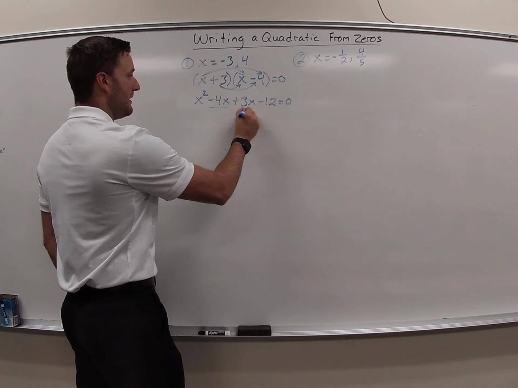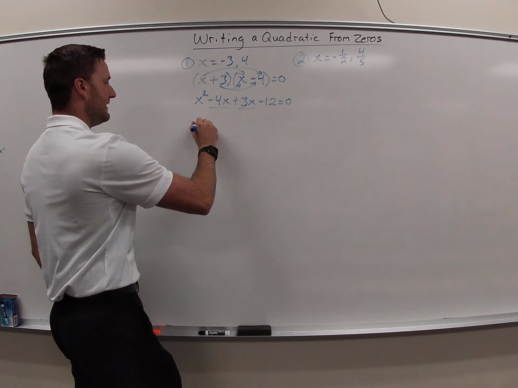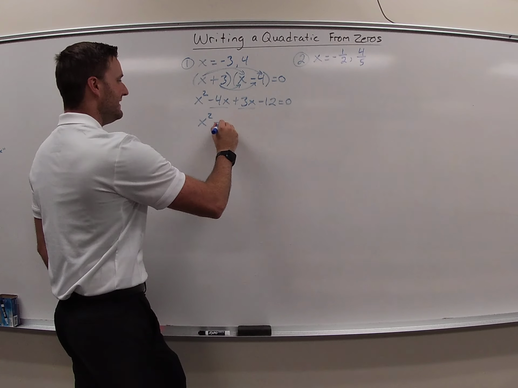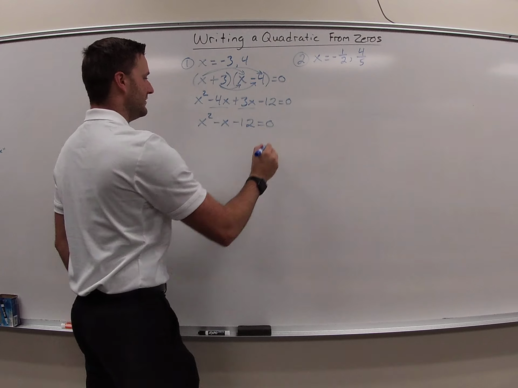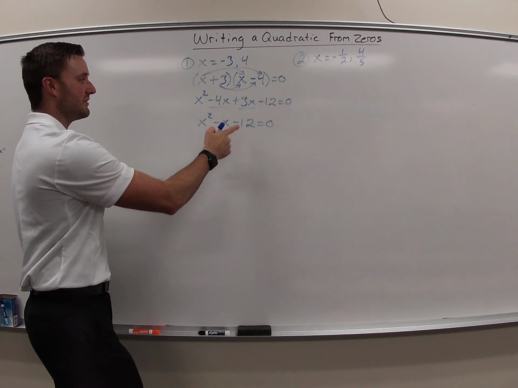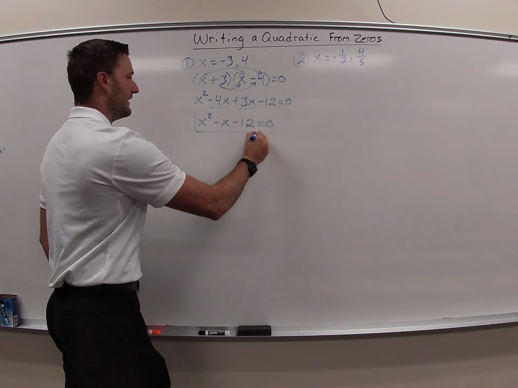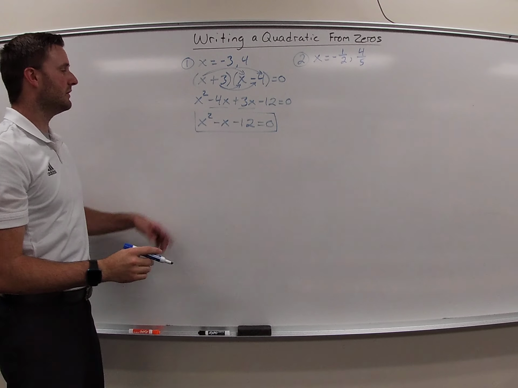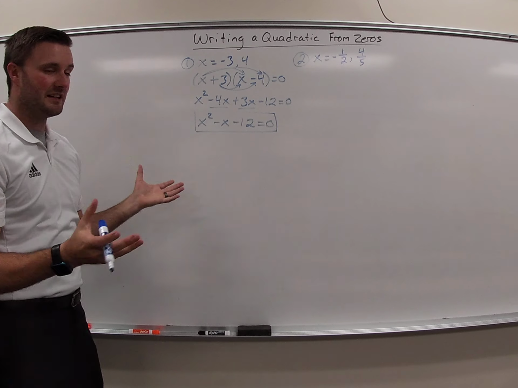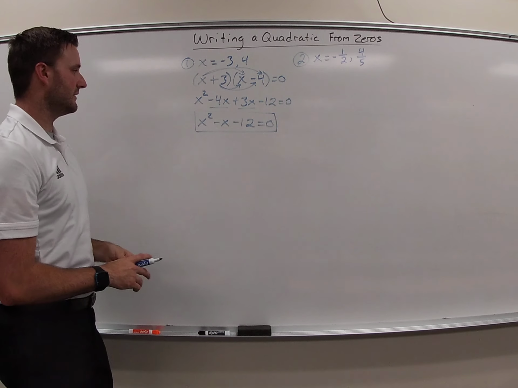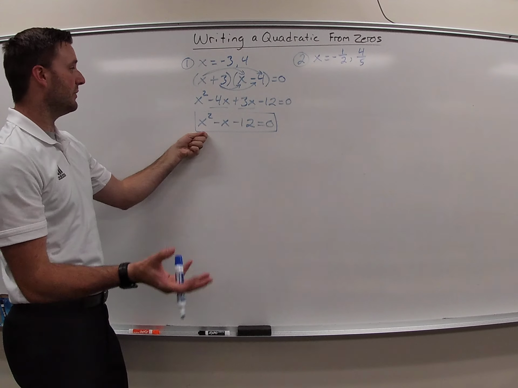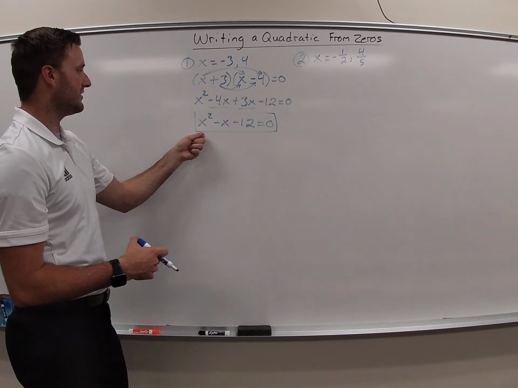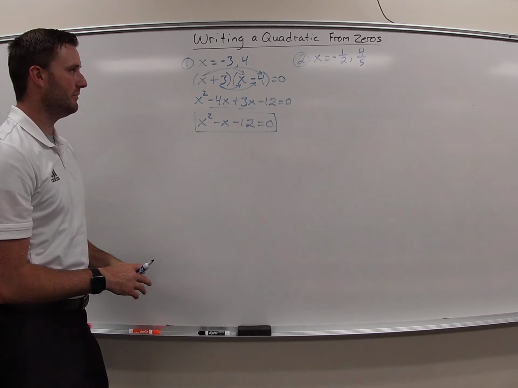Finally, just combine any like terms. So we get x squared minus 1x minus 12 equals 0, since -4 plus 3 is -1. Given that our original solutions were -3 and 4, meaning that's where it's going to cross the x-axis, our final answer, the original equation, would be x squared minus x minus 12.